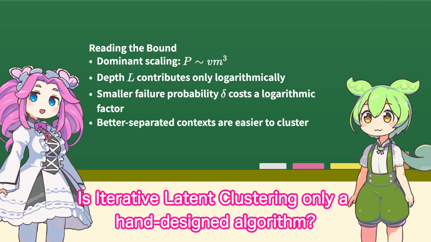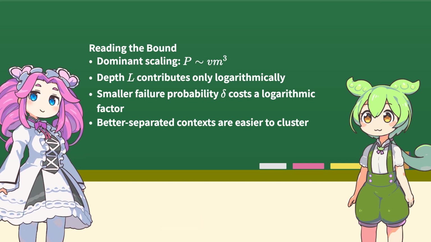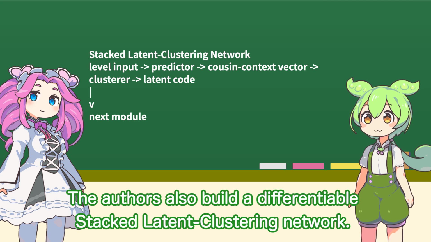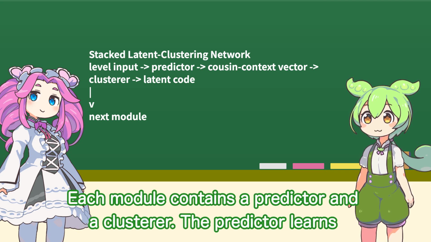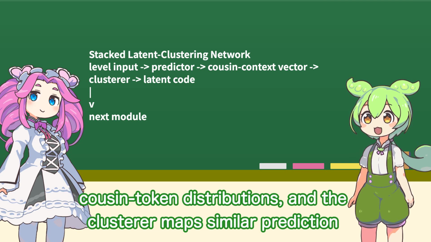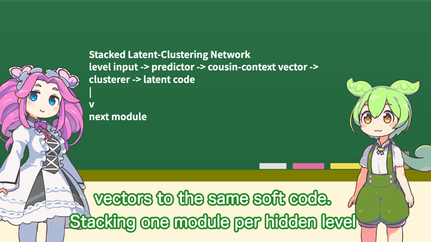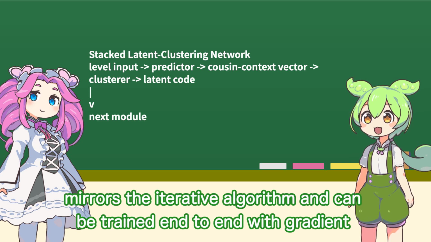Is iterative latent clustering only a hand-designed algorithm? The authors also build a differentiable stacked latent clustering network. Each module contains a predictor and a clusterer. The predictor learns cousin token distributions, and the clusterer maps similar prediction vectors to the same soft code. Stacking one module per hidden level mirrors the iterative algorithm and can be trained end-to-end with gradient descent.